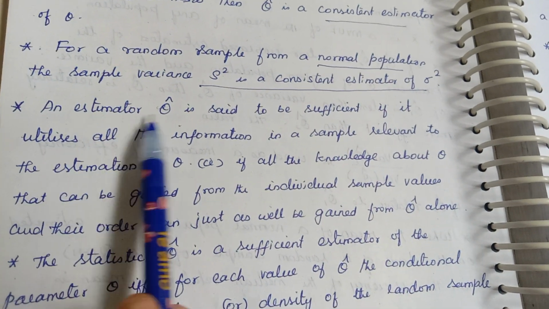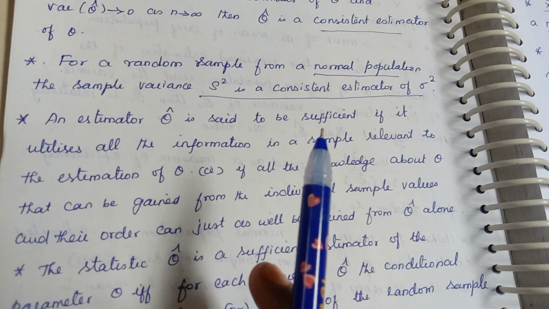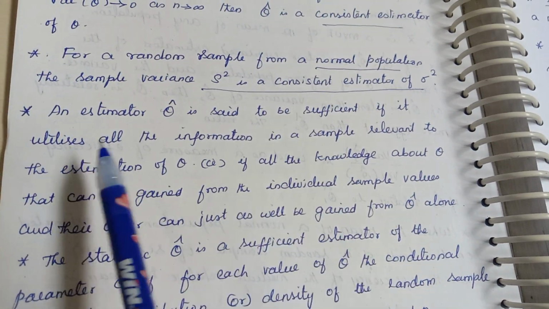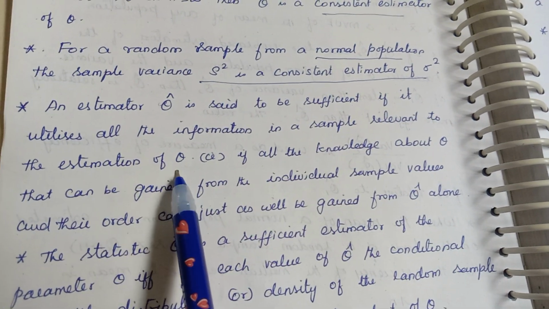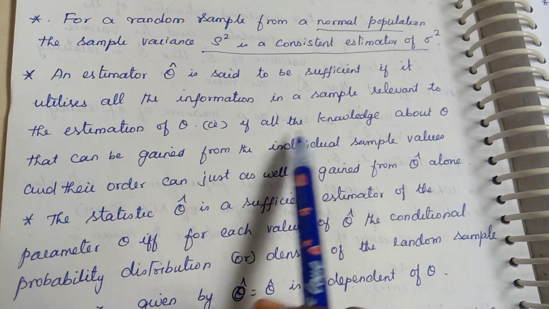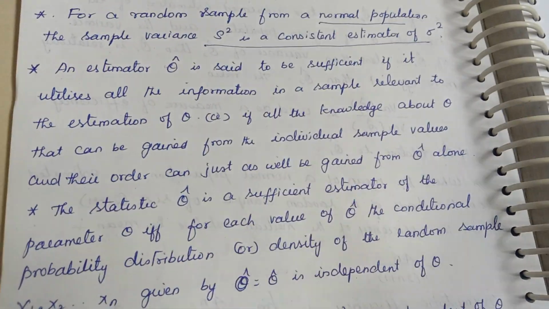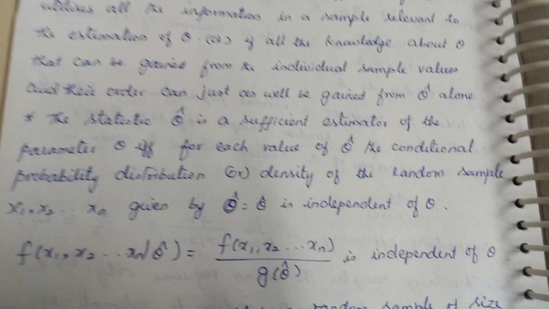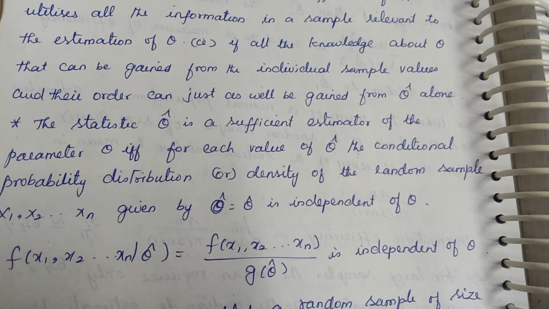An estimator theta cap is said to be sufficient. First unbiasedness, next consistency, now sufficiency. Sufficient means it utilizes all the information in the sample relevant to the estimation of theta, that is, all the information about theta can be gained from the individual sample values. Sufficient means no other data is required. That's all. Literally, sufficient means enough, no? That is what we say here.